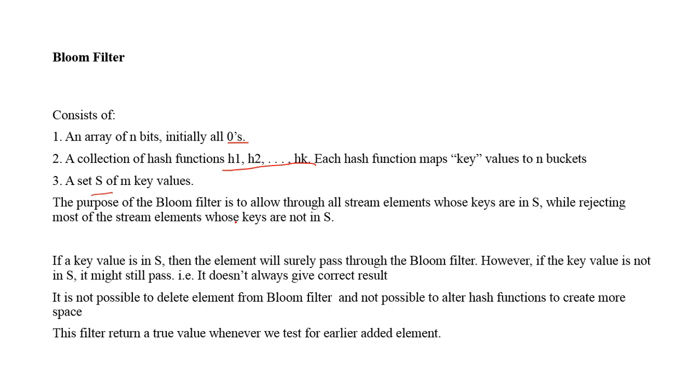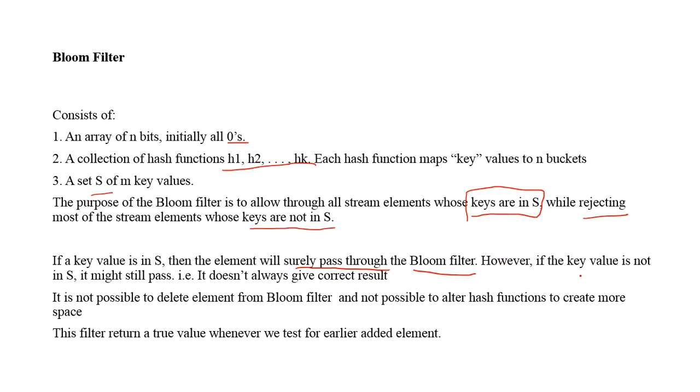But what is the purpose of the Bloom filter? As the name implies, it filters, that means it removes or it accepts. So what does it accept and what does it reject? The purpose of the Bloom filter is to allow through all the stream elements whose keys are present in S. If the keys are present in S, then it allows through. But what will it reject if the keys are not in S? If a key value is present in S, then the element will surely pass through the Bloom filter.